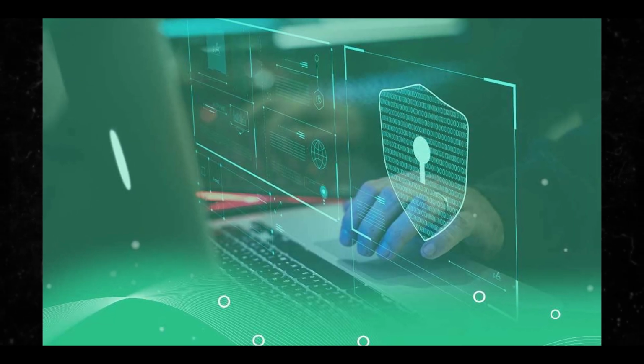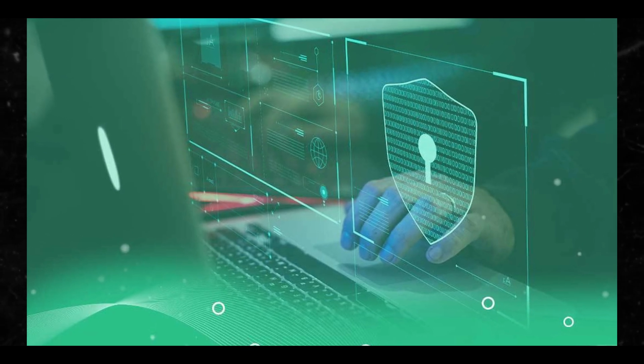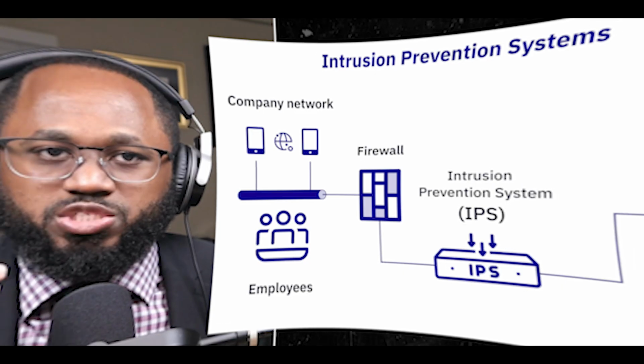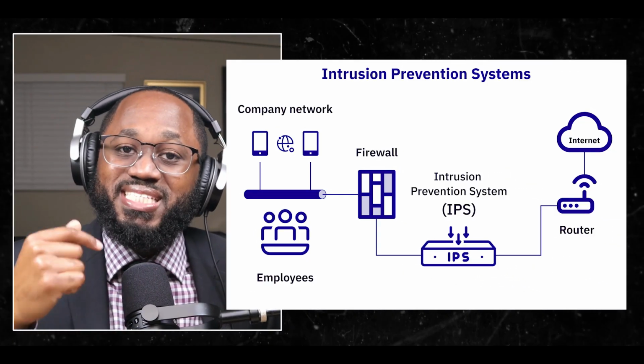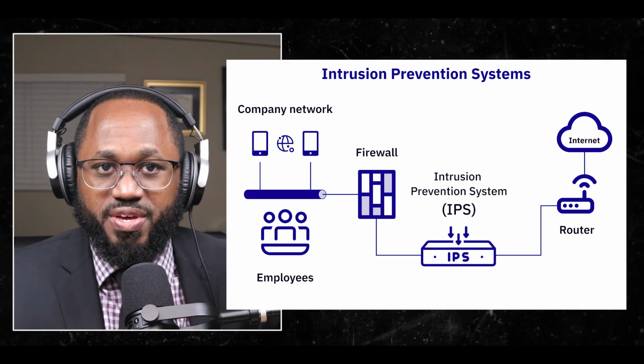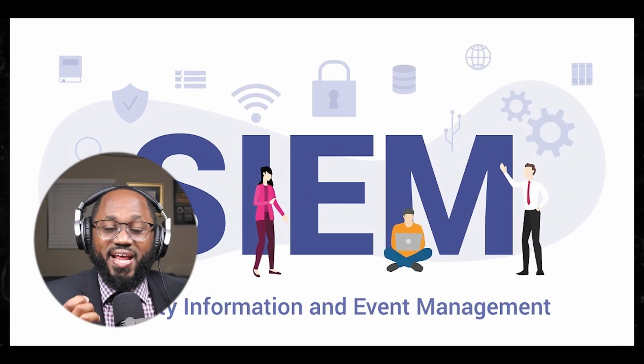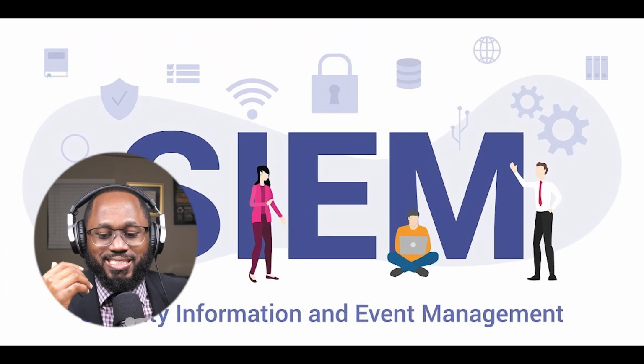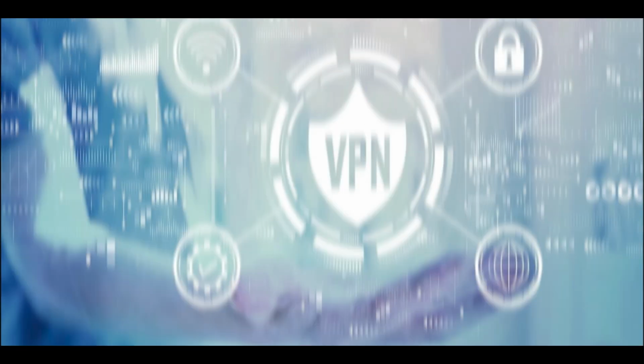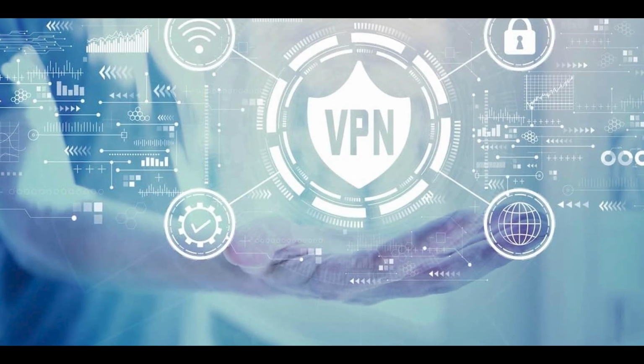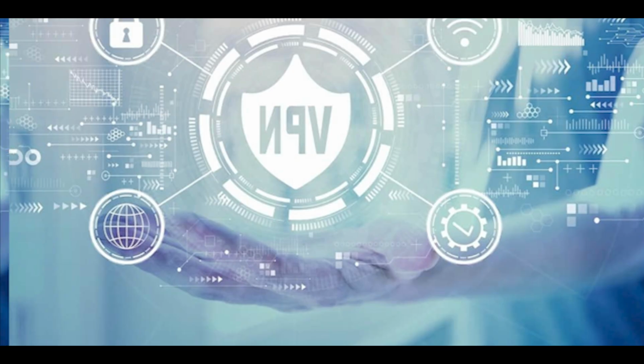Now let's get into a little bit of network security categories. You have firewalls that monitor and filter incoming and outgoing traffic. Reverse firewalls monitor and sanitize outgoing traffic. Intrusion prevention systems monitor traffic and take action against malicious traffic. Security information and event management, also known as SIEM, analyzes and responds to security threats. You have VPNs, virtual private networks, which establish secure connections between network devices.